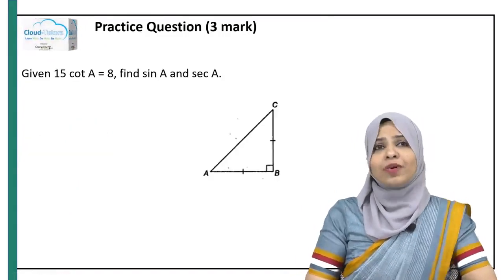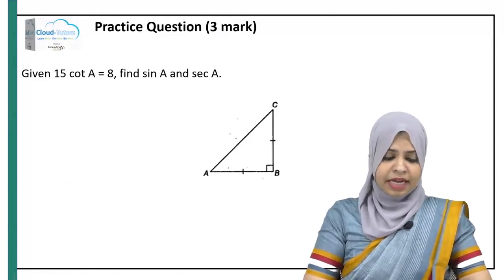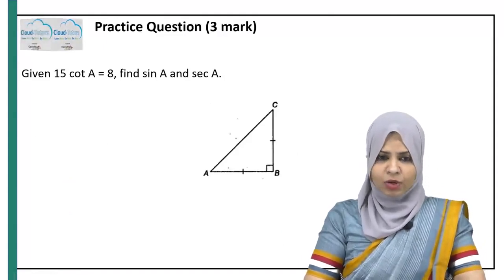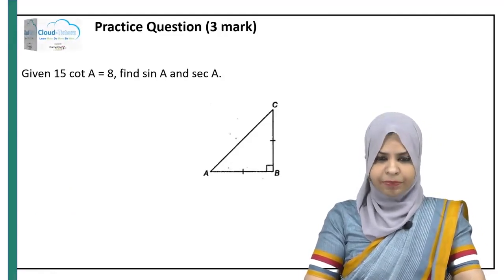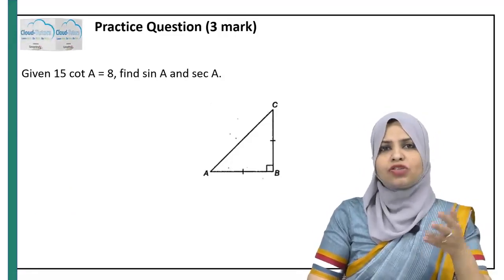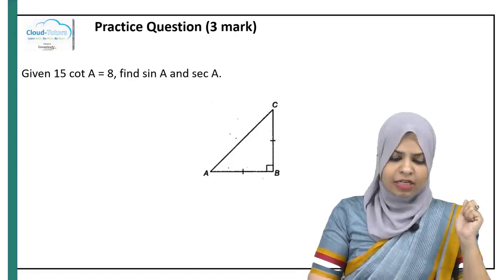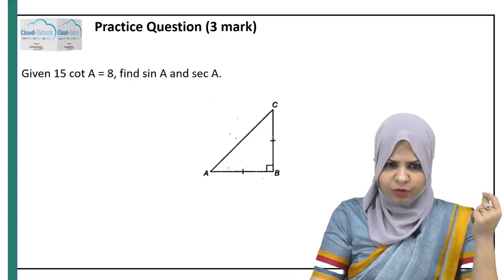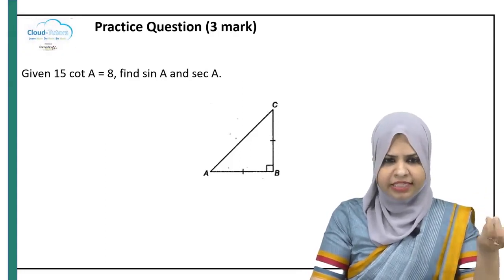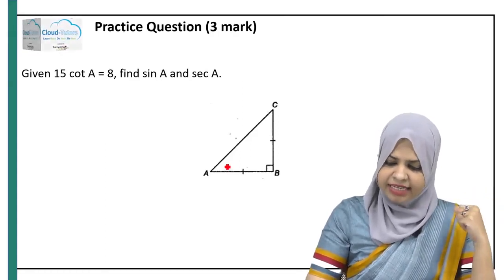Now, first question of today's class. Given 15 cot A is equal to 8, find sine A and secant A. So how do we do this? First, let us draw this triangle, right angle triangle. So it is given 15 cot A is equal to 8. Find sine A and secant A.